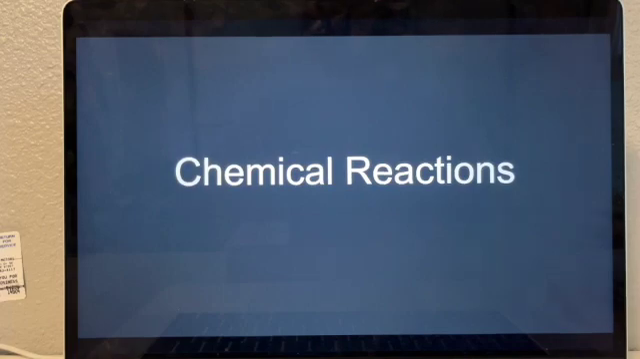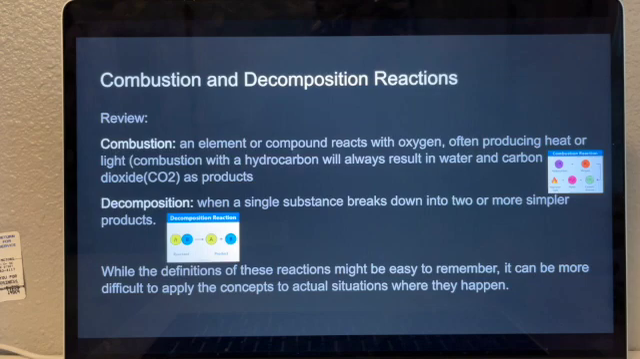For my educational video, I chose to talk about two different types of chemical reactions, which are combustion and decomposition reactions. Here's a little review. Combustion is when an element or compound reacts with oxygen, often producing heat or light. And decomposition is when a single substance breaks down into two or more simpler products.